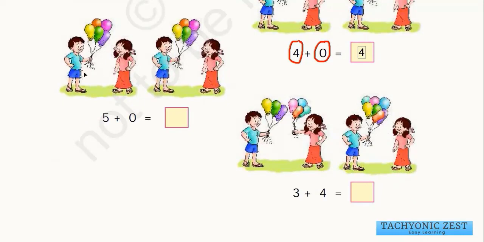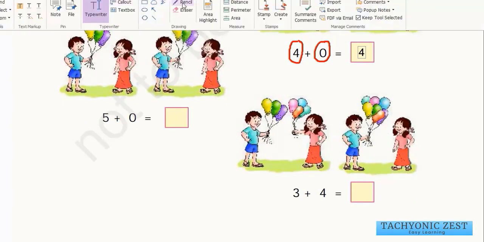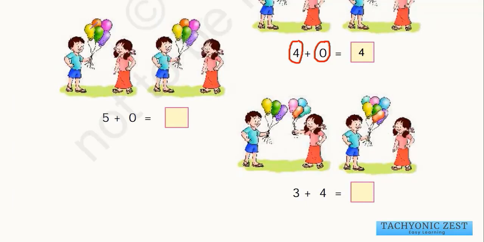So now in this question, let us see, the boy has how many balloons? Please tell me. So let us count 1, 2, 3, 4, 5. So the boy had 5 balloons and the girl gave him few balloons. So how many balloons did the girl give him? The girl gave him 0 balloons.